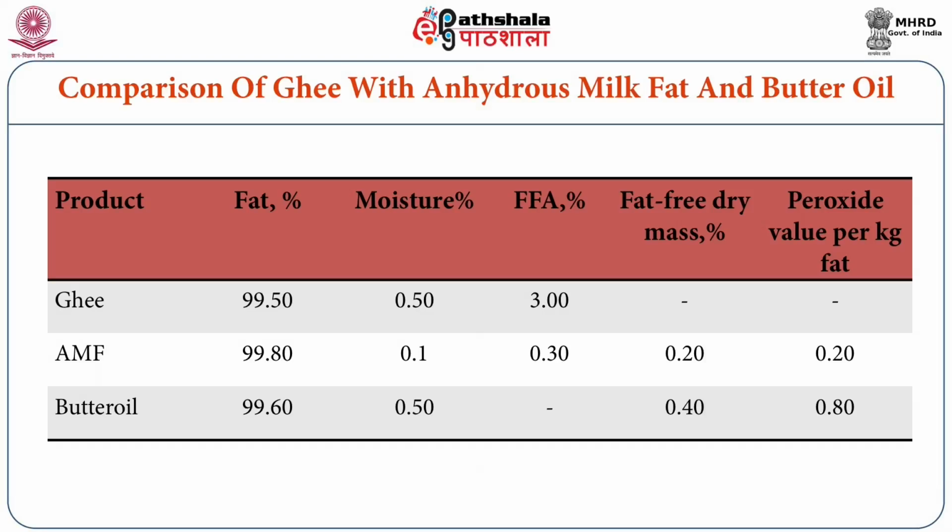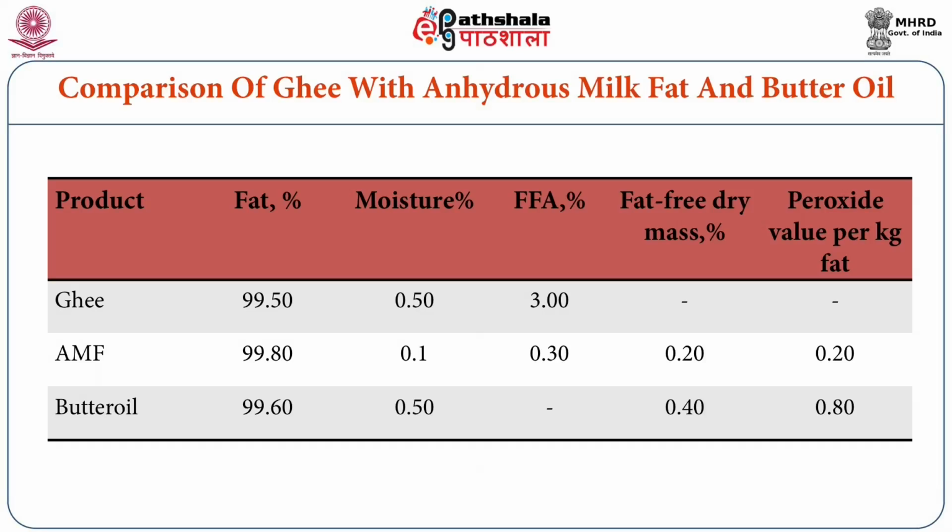Now AMF has a composition very similar to that of ghee. However, both are different, their end uses are different, and even India used to import anhydrous milk fat or butter oil from countries abroad during our Operation Flood program given by the National Dairy Development Board, Anand, Gujarat. Let us see the difference between ghee and AMF. The first parameter I have shown is the fat. Ghee has a lower fat content than either AMF or butter oil.